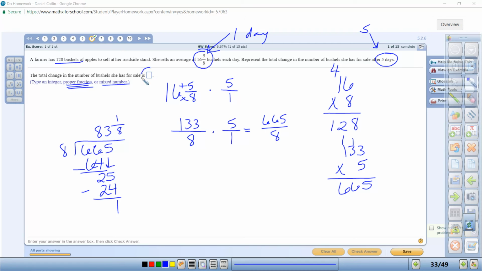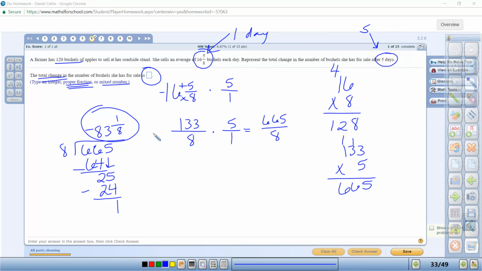That's what we need to type in right here, but you gotta be careful with this one because it says the total change in the number of bushels, and since they're selling those, this is going to be a negative because essentially they're losing those 16 and 5/8 every day. So you want to type in negative 83 and 1/8 into that box. Your numbers will be different, so don't just try to type in the answer that I got in yours. That's not going to work for you.